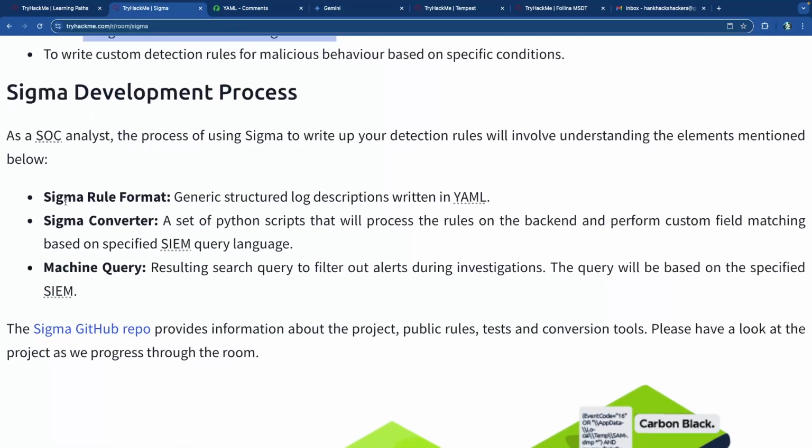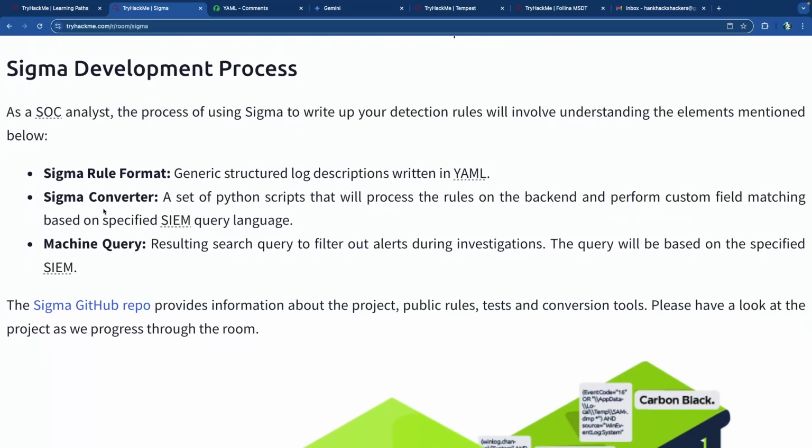You need three things to make this work. You need the Sigma rule format, which is the general structured log description written in YAML. We'll talk about that in a little bit. You need some kind of converter. There are several converters written as Python scripts, and there's also the service that we're going to talk about later, which is Uncoder. Then you end up with the machine query that comes out, which will be used for a SIEM.